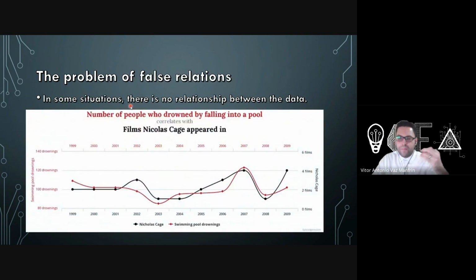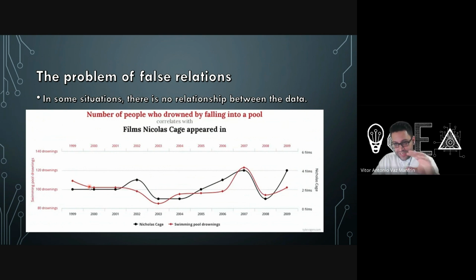Okay, but we have another problem related to data analysis: the problem of the false relationship. It's very funny when this happens. In some situations, there is no relationship between the data. For example, the number of people who drowned by falling into a pool and the number of films Nicolas Cage appeared in. Here we have the Nicolas Cage appearances in movies, and here we have the people drowning by falling into a pool.